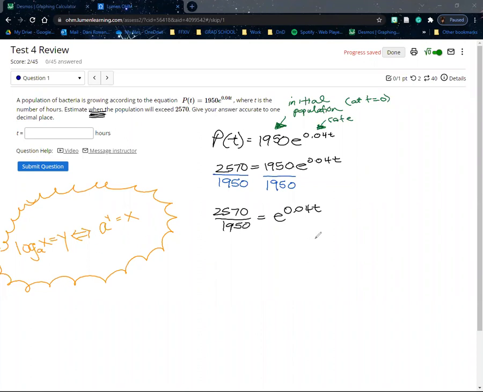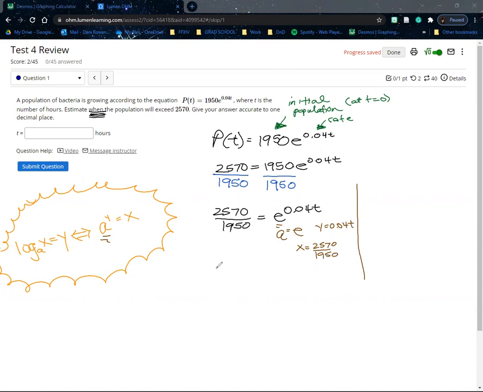So in this case, you can do it that way, or you can just take the natural log of both sides. It's going to do the same thing. Okay. And I will show you. If you treat your a as your e, do you guys see that right here? Your y is your 0.04 t, right? And then your x is the 2570 over 1950. You guys see that?